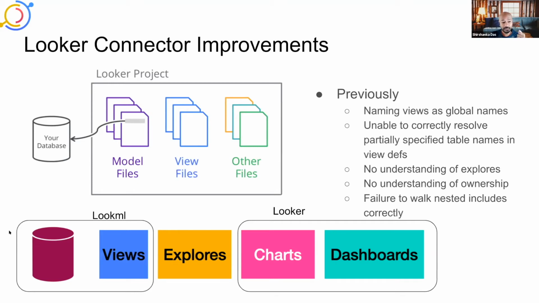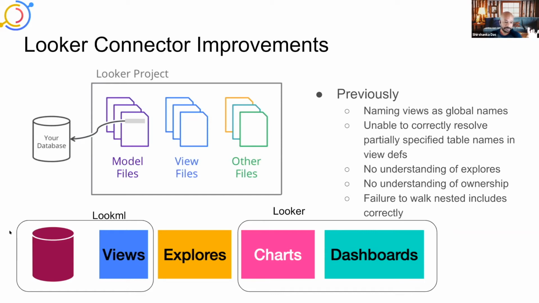What's in a project? Well, there are model files. That's kind of like a namespace. And model files include view files. So you can have views inside a model. Think of it like views in a database or views in a schema, I guess. And they also include other files like your dashboard files and things like that. So these are kind of the file-oriented view of what a Looker project looks like.